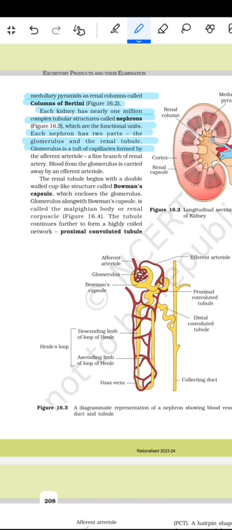Glomerulus is a tuft of capillaries formed by the afferent arteriole, a fine branch of the renal artery. Blood from the glomerulus is carried away by the efferent arteriole. The renal tubule begins with a double-walled cup-like structure called the Bowman's capsule, which includes the glomerulus. The glomerulus, along with the Bowman's capsule, is called the Malpighian body or the renal corpuscle. The tubule continues further to form a highly coiled proximal convoluted tubule.